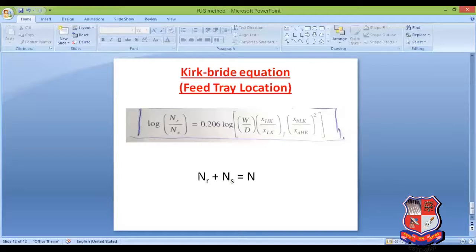The last thing, it is not a part of the FUG method, but to determine the feed tray location, we know that it is also necessary. So the one equation is given by Kirkbride, that is log of Nr by Ns is equal to 0.206, right. Nr is the number of theoretical stages in the rectification section, and Ns is the number of theoretical stages in the stripping section, right. Log of W by D.